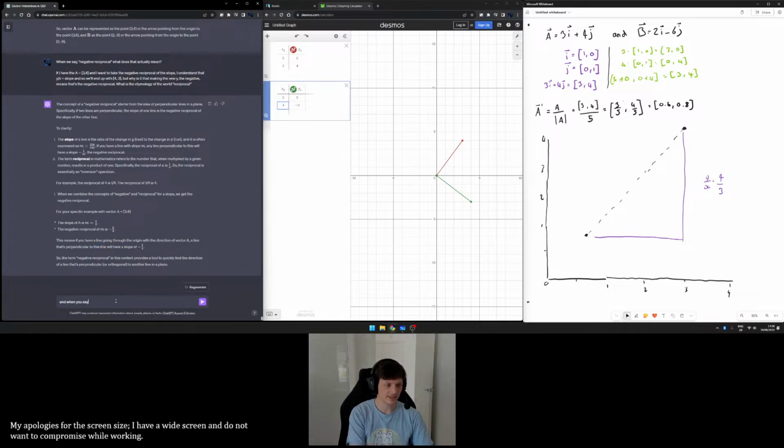And when you say negative 3 over 4, how is that not negative 3, negative 4? Why does the negative only apply to the bottom part of the function, the division function? This is real basic stuff, isn't it? But it's been a while.